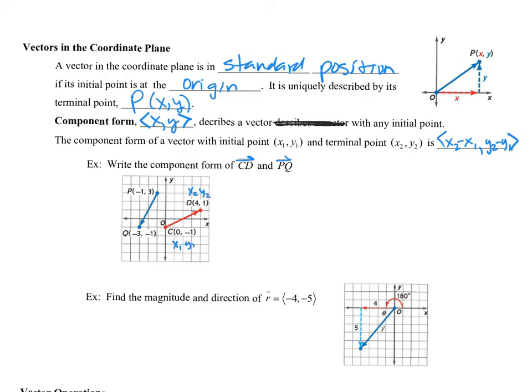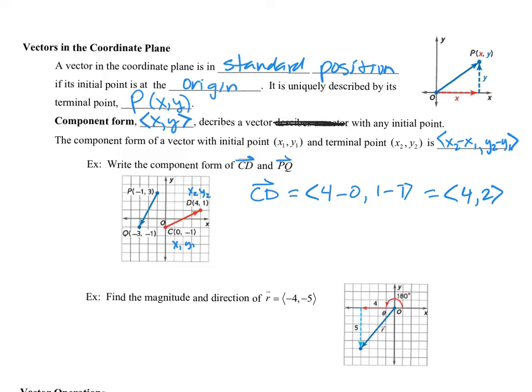So to describe vector CD in component form, we'll take the difference in the x values. Make sure you take the x value of the tail minus the x value of the tip, and then take the y value of the tail, which is 1, minus the y value of the tip, which is negative 1. Of course, that's the same thing as adding a positive 1. So in other words, the component form of vector CD is 4, 2 by just doing the arithmetic.